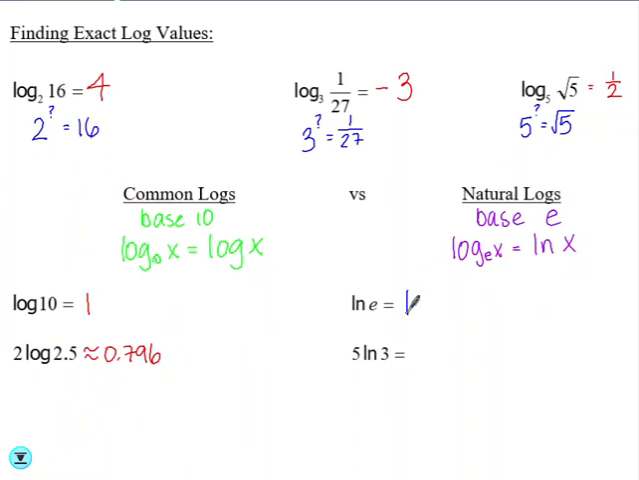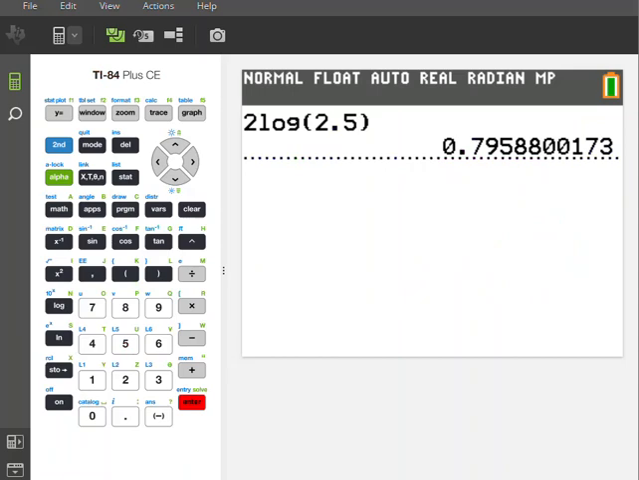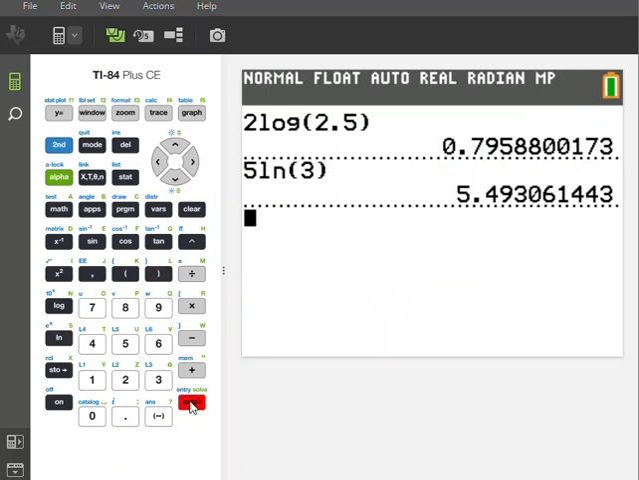And then we have 5 times the natural log of 3. We need our calculator for that. 5, the natural log button is on the left where it says ln. If we round to 3 decimal places, we get 5.493.